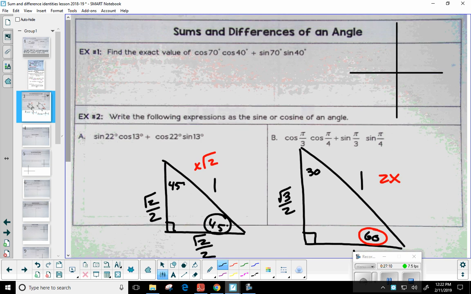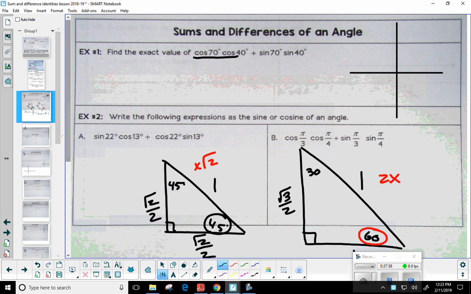Example 1. It says find the exact value of cosine of 70, cosine of 40, plus sine of 70, sine of 40. Now, all of these rules are reversible. I can expand them, but I can also take an expansion and bring it back down to just a single trig function. Okay. What would you think this is right here? Is it a cosine or a sine function? Okay. Why would you say cosine over sine?